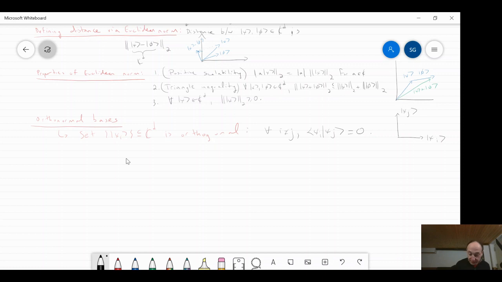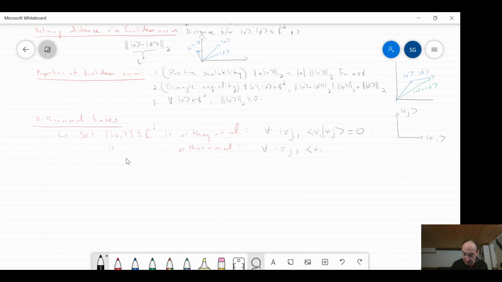Okay, and more generally, we'll say that the set is not just orthogonal, we'll say that it's orthonormal. So this is going to be even stronger. It's orthogonal, but I'm going to ask something stronger. So here I just said that if i is not equal to j, if you take the inner product of two different vectors, you get 0. Now I want to say something stronger, which is that the inner product is always either 0 or 1.